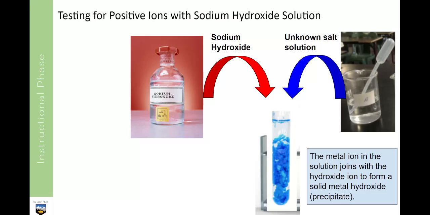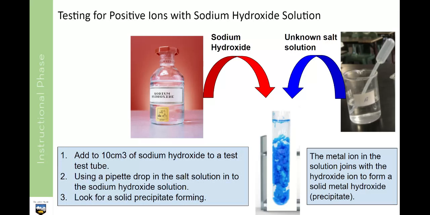So just to go back through that process, you add roughly 10 centimetre cubed or a pipette or quarter fill the test tube with sodium hydroxide solution. You then add a pipette full of the solution that you're testing, and then you look for a solid precipitate forming. Now the colour of the precipitate, just like the colour of the flame, can show us what metal ion is present.